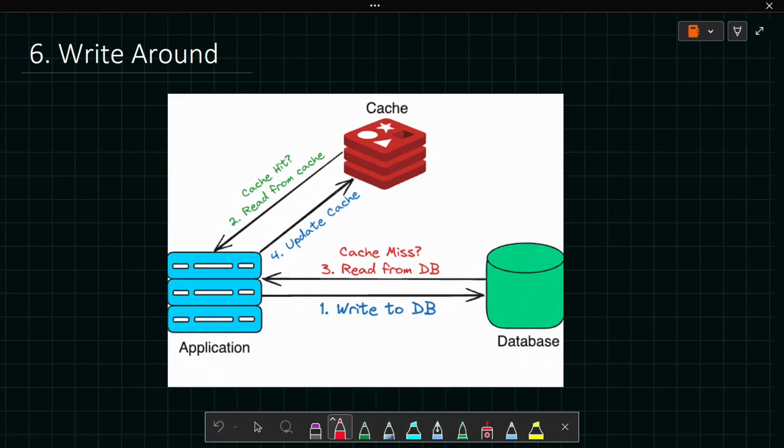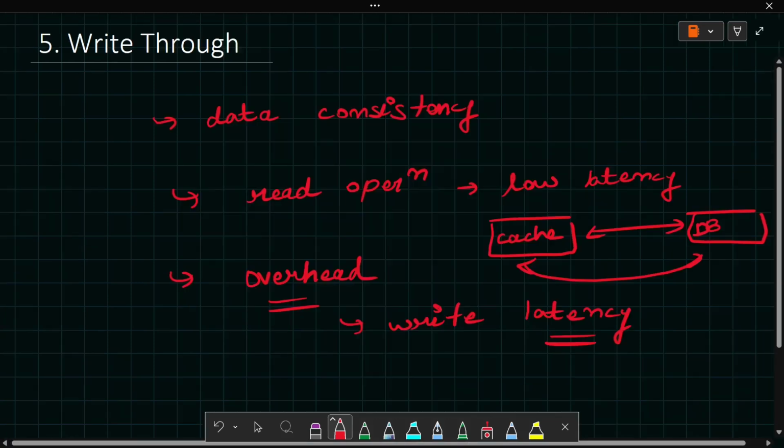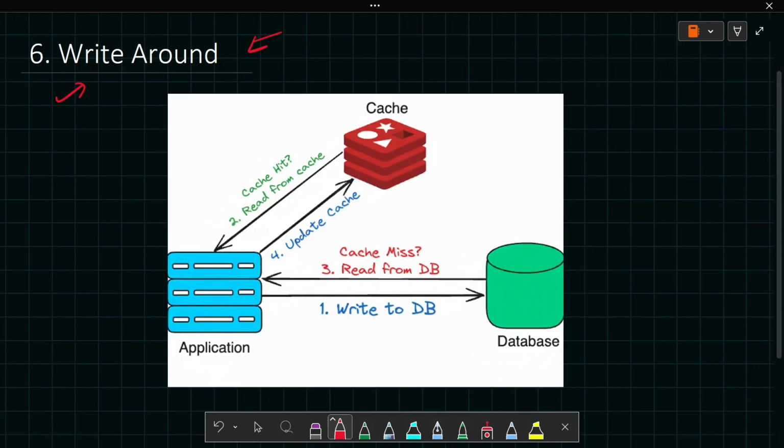Now let's try to understand the new caching strategy, which is write around. Before this, we have discussed write through. Now this is write around. Remember, this is write around. Okay, don't be confused by the words. Write around is a caching strategy where the data is written directly to the database, bypassing the cache.